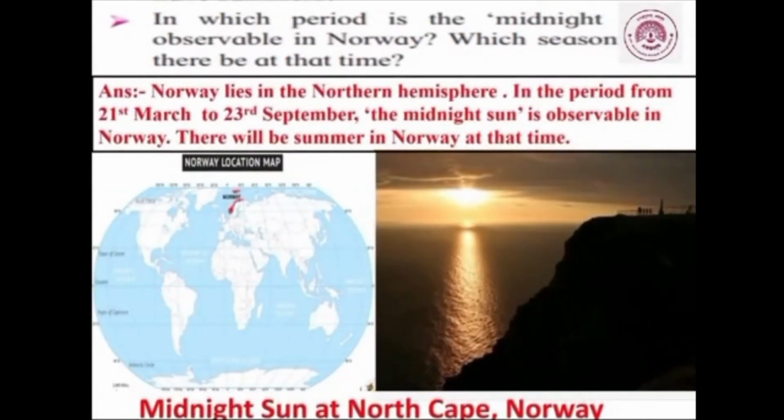Now, in which period is the midnight sun observable in Norway? Which season will there be at that time? Norway lies in the northern hemisphere. You can see in the picture, the first picture, the topmost part is Norway. In the period from 21st March to 23rd September, the midnight sun is observable in Norway. There will be summer in Norway at that time. Okay.